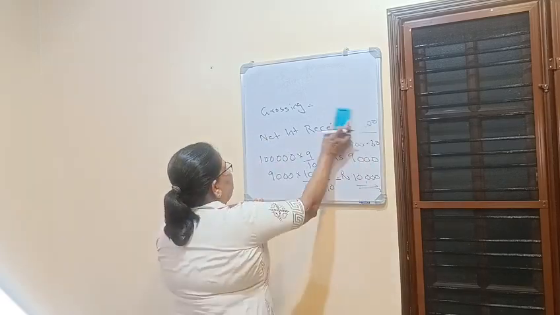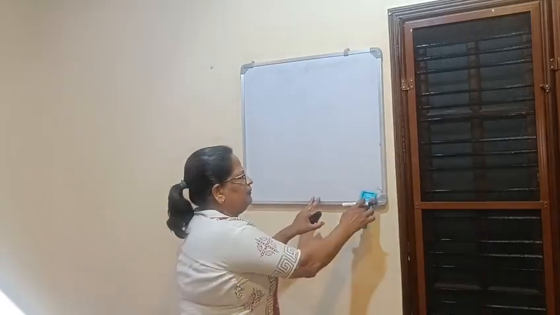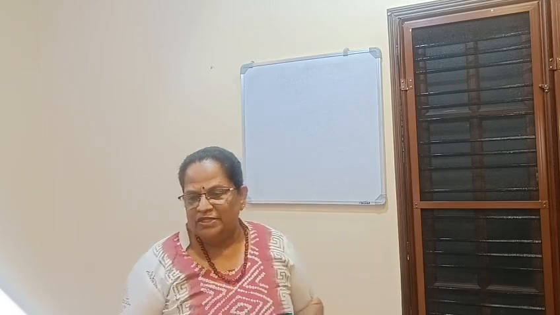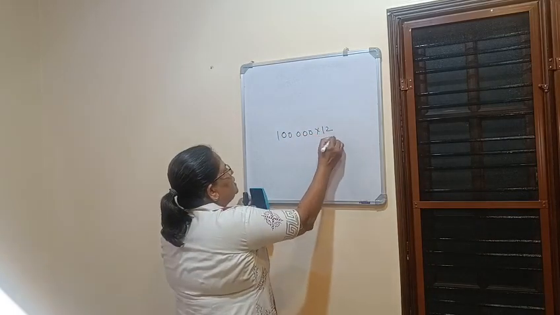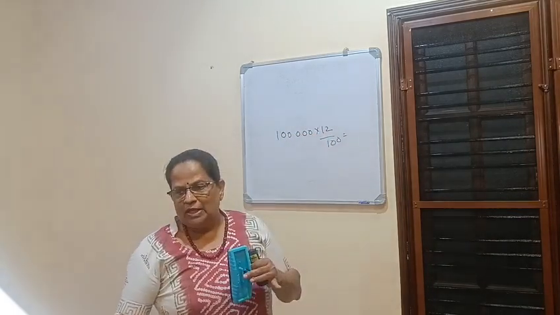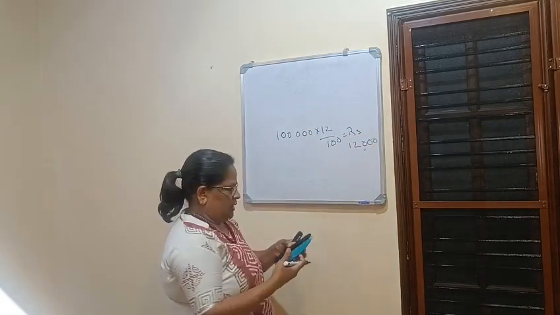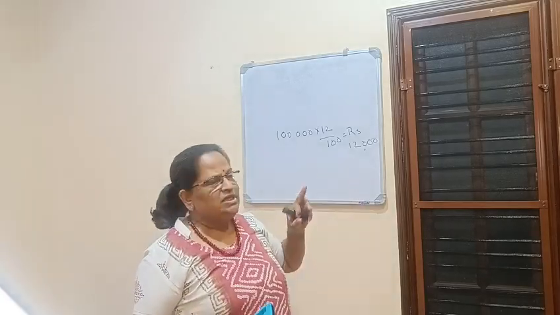Now for the second problem. Compute the income from interest on securities of Mr. A for the assessment year 25-26. 1 lakh 12% Punjab government loan. So gross interest is 1 lakh into 12 by 100. That is 12,000. Rupees 12,000. So here you have to remember. So 12,000 is the interest.